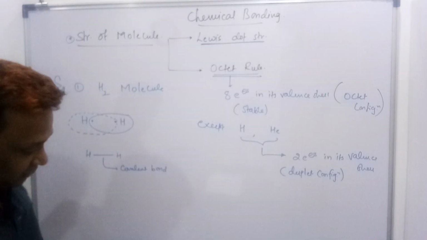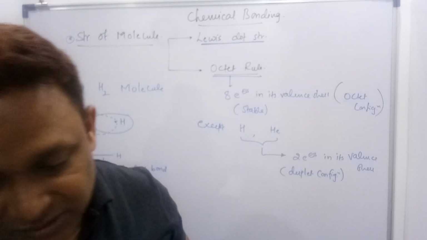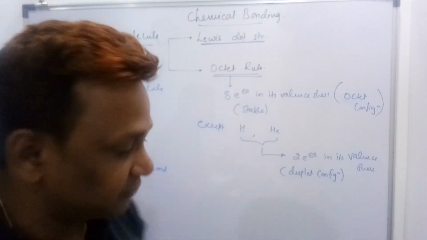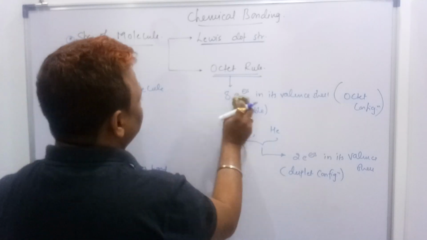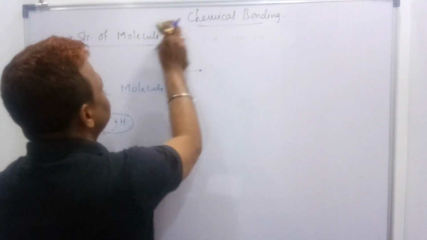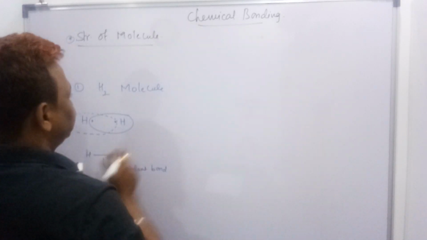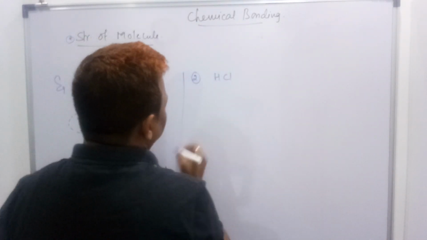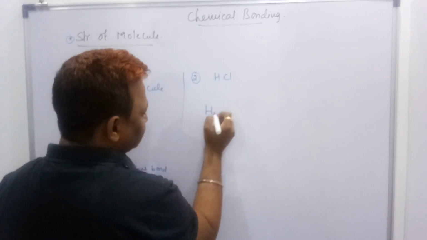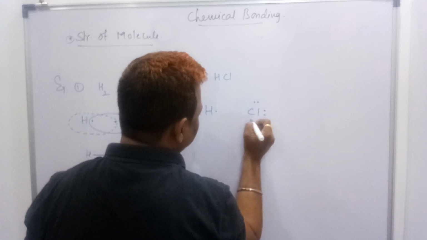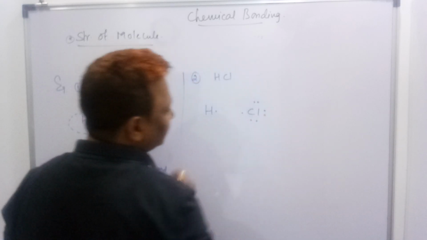It is one example of hydrogen molecule. Let us check some more examples here. Let us say I want to go with the example of HCl as well as the N2 molecule. Now, the second example is HCl. Lewis dot structure of hydrogen, this one. Lewis dot structure of chlorine, 1, 2, 3, 4, 5, 6 and 7.